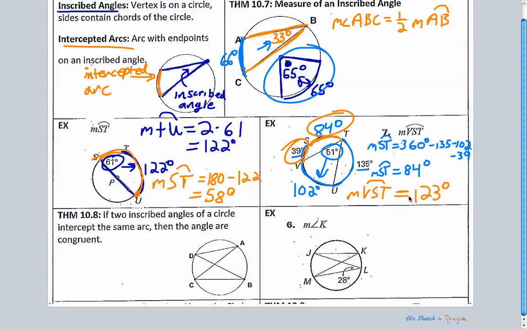123 degrees. Okay? And that's it for that example. Let's move on to Theorem 10.8. Theorem 10.8 says the following. If two inscribed angles of a circle intersect the same arc, then the angles are congruent.